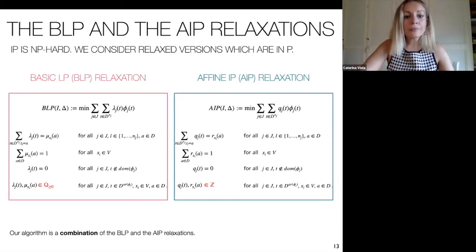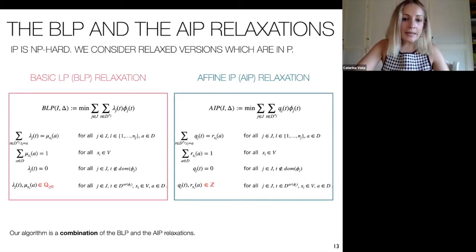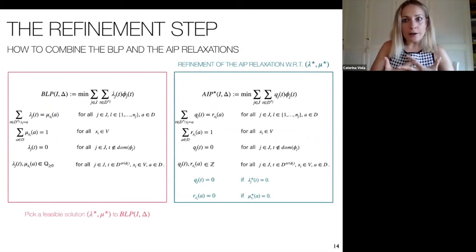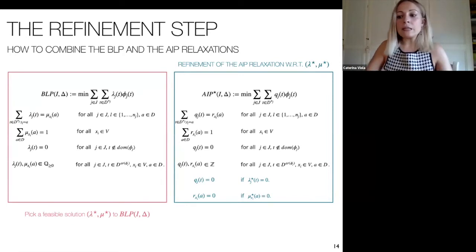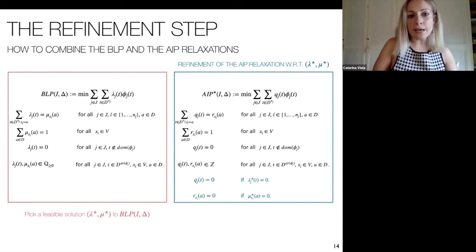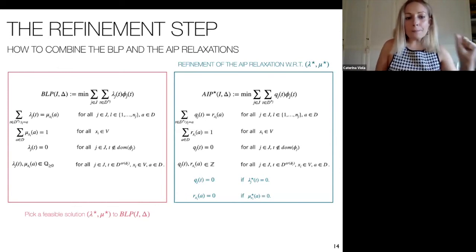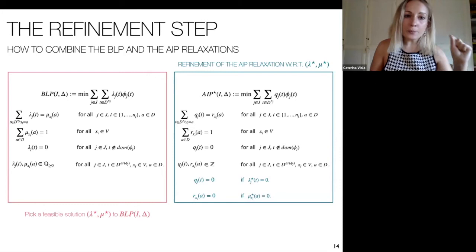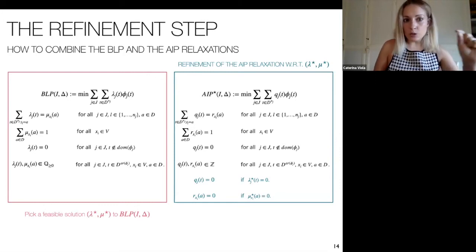Our algorithm is a combination of the BLP and the AIP relaxation. So we combine these two relaxations using a refinement step. The refinement is defined in this way. We first solve the BLP relaxation and we pick a feasible solution lambda star, mu star to this problem.